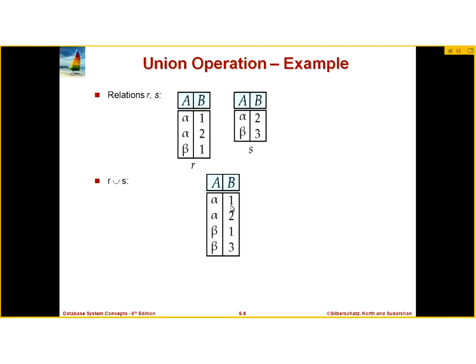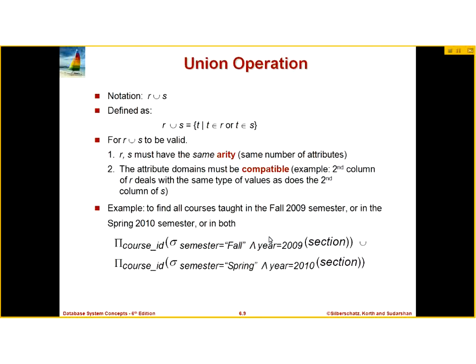Another operator is the union operator, in which you combine 2 relations. For example, you have a relation R and you have a relation S. When you want to merge them, you make a union. For example, alpha 1 is over here, so you include it. Alpha 2 is here and here as well, so you include it. Beta 1 is here, so you include it. Alpha 2 is already included. Beta 3 is there, so you include it. So you are merging both of those relations. So the union operator is used for merging.